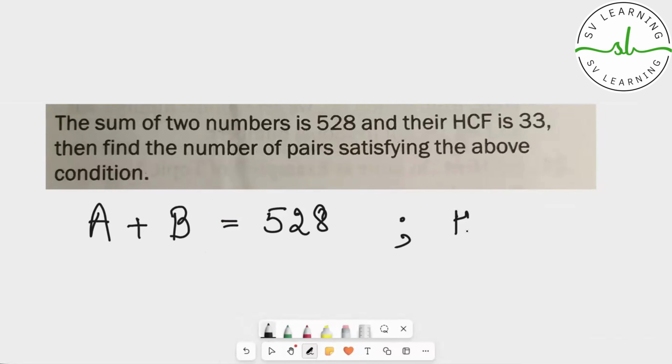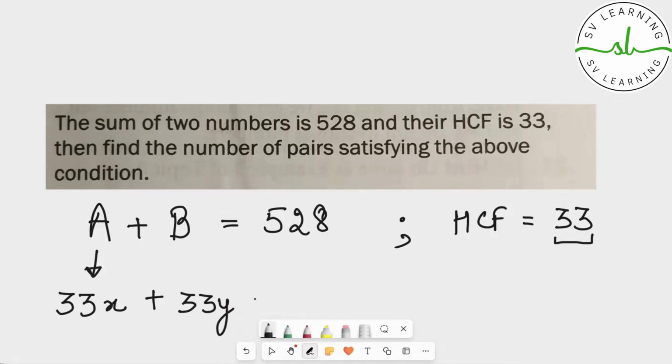Now the second clue which is given to us is that the HCF of the numbers is 33. HCF is the highest common factor. So that means both the numbers have this 33 as a factor. If we see the numbers individually, that means the number A must be 33 times something. So let's say A is 33x. Similarly, let's say B is 33y.